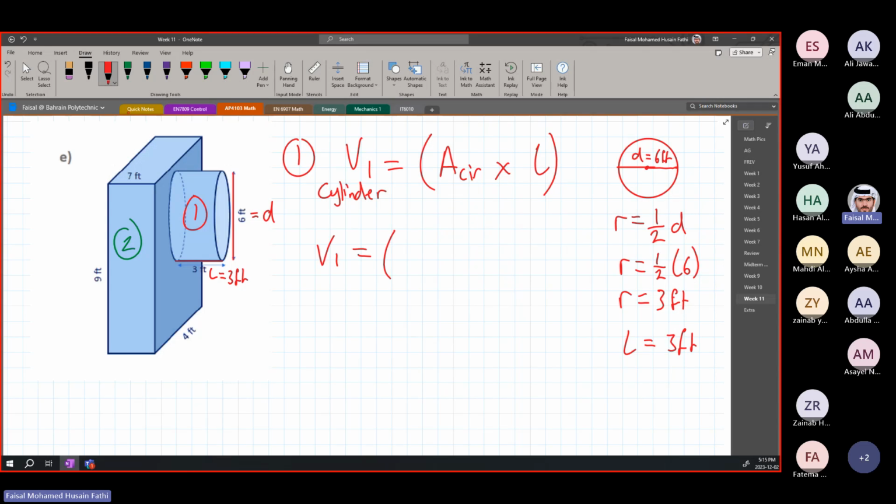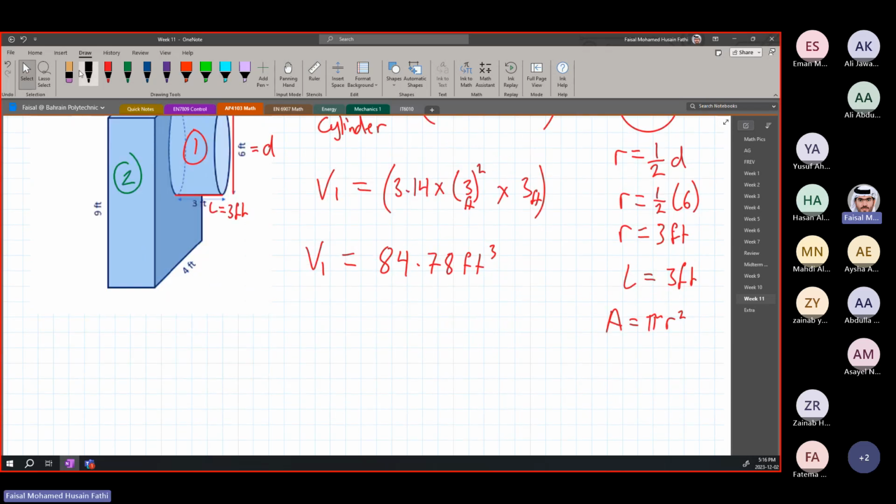Area of a circle. What is the area of a circle? Area of a circle is equal to pi r squared. So it's pi, which is 3.14, times r, which is 3 squared, times the length 3. V1 is equal to, put this all in the calculator, 3.14 times 3 squared times 3, which is equal to 84.78 feet cubed. Okay, because this is in feet. Done. We found our first volume.